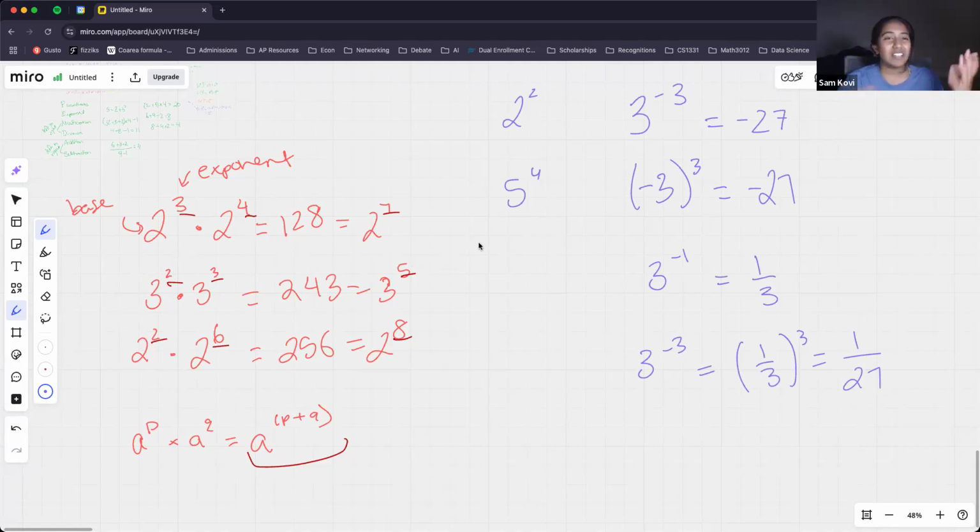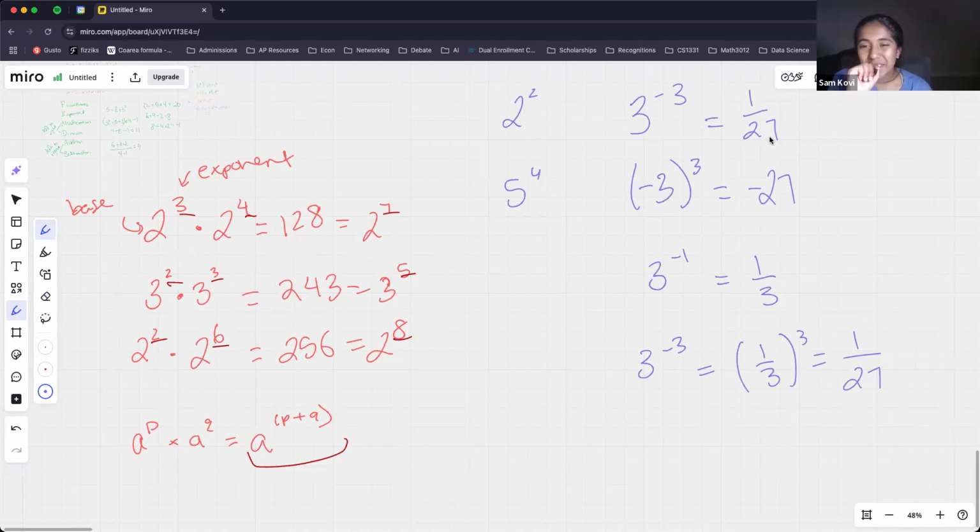Now, if I do a negative number raised to some power, that value will depend on the power. If my power is even, I'll get a positive number, but if my power is odd, I'll get a negative number. So once again, to repeat, 3 to the power of negative 3 is actually 1 over 27. So that is the correct answer.